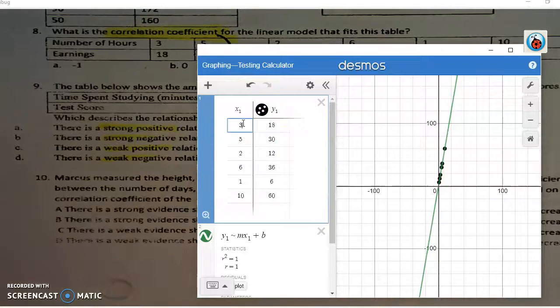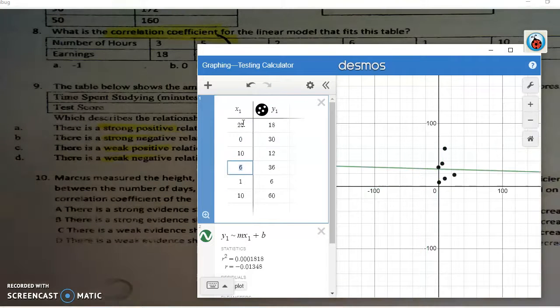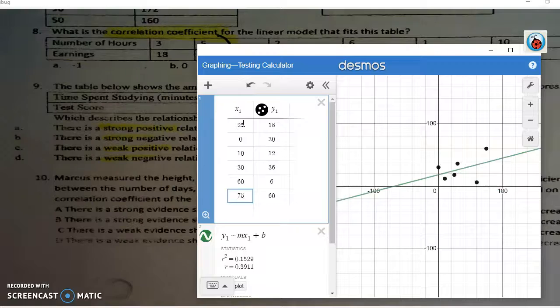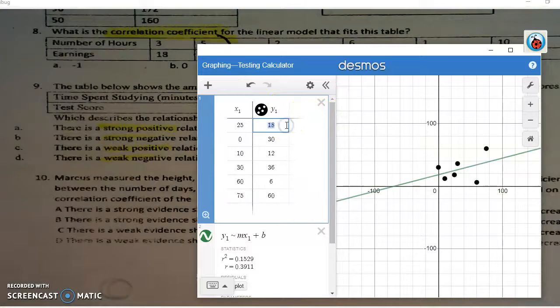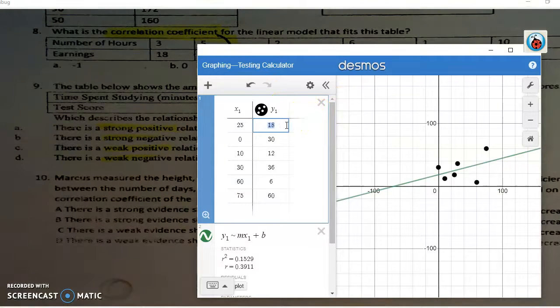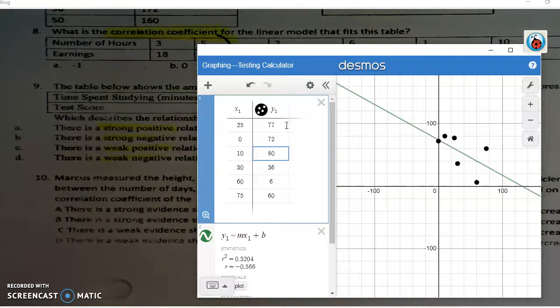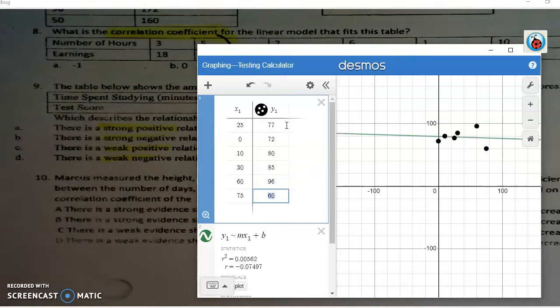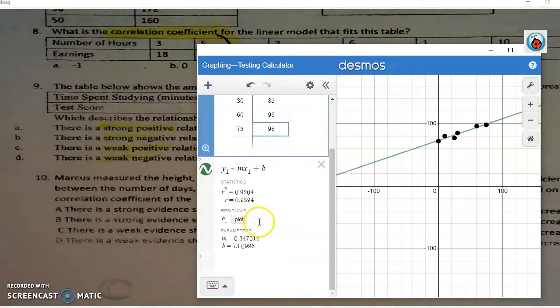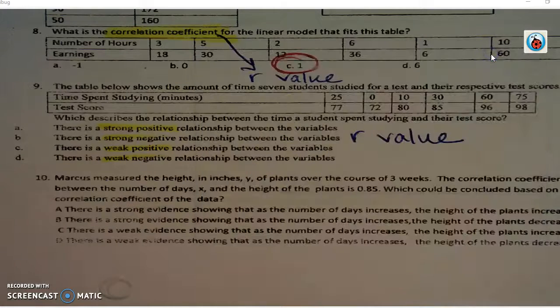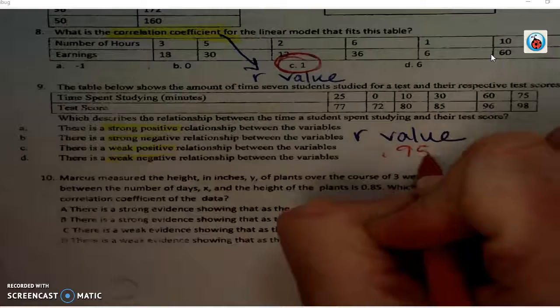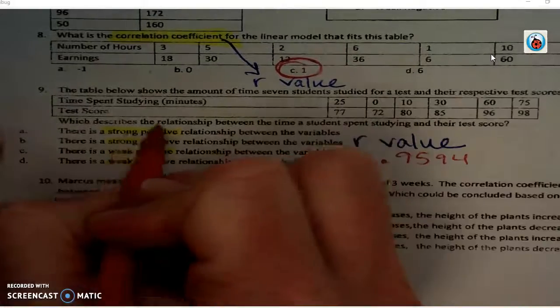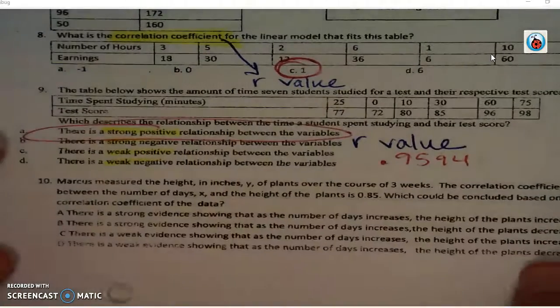So my X values are 25, 0, 10, 30, 60, and 75. And my Y values are 77, 72, 80, 85, 96, and 98. And my R value is 0.9594, which is strong positive.